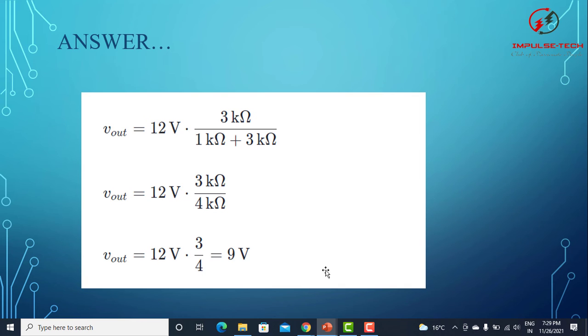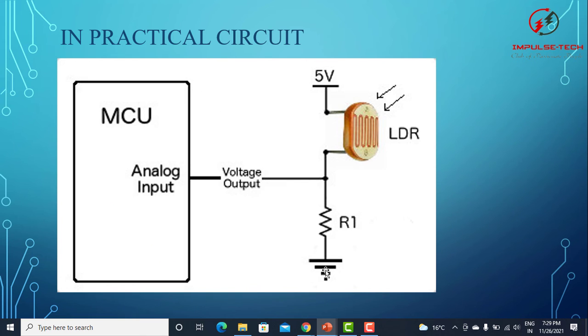Now the question is why we need to divide the voltage. In real life practical circuits, we need to read the values of different sensors. Now how can we read the values of those sensors? For that we need a voltage divider circuit.